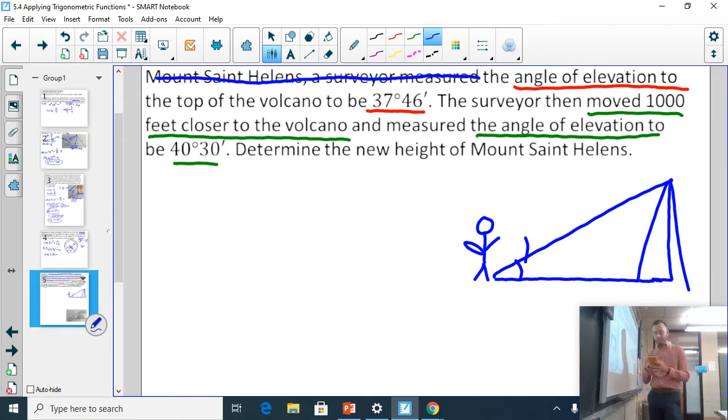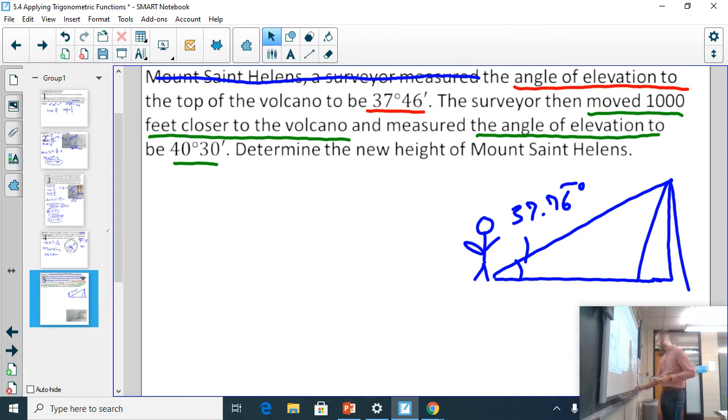Right away, I'm just going to put that in degrees. I'm going to divide 46 by 60. And that's going to be 37.76 repeating degrees. Right? And then it says he moves 1,000 feet closer.